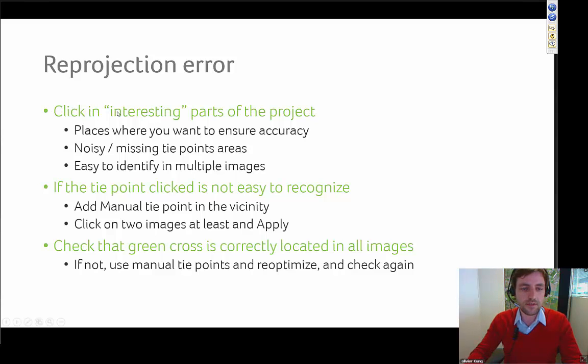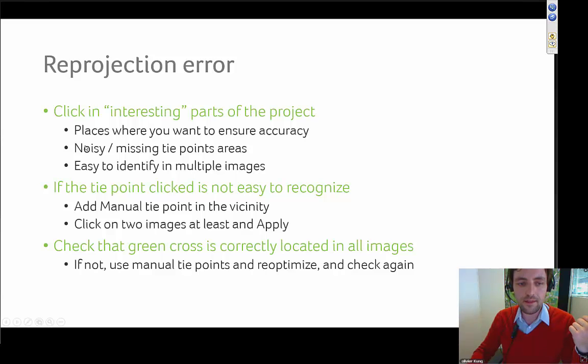The first part is to click in a few interesting parts of the project. So what do we mean by interesting parts? Well, interesting is places where you really want to ensure the accuracy, where you need to trust the results. So these are places where you need to sample some points.